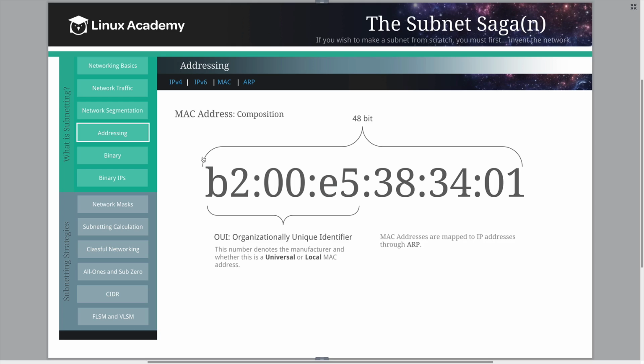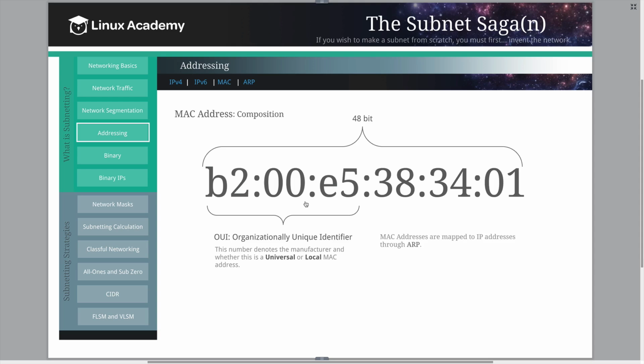So if this was a Cisco card, all Cisco cards would start with B200E5. Now that doesn't mean that the MAC address can't be changed, but that would be the difference between a universal or a local MAC address. A universal MAC address is one assigned by the manufacturer. A local MAC address is one that is created programmatically or manually. So if you're using a VM or something like that, it's going to create local MAC addresses.